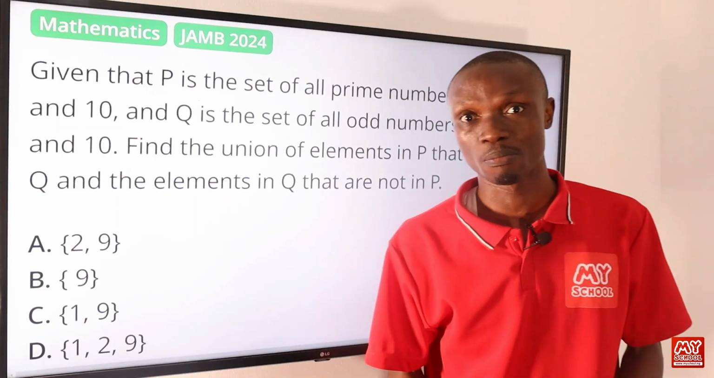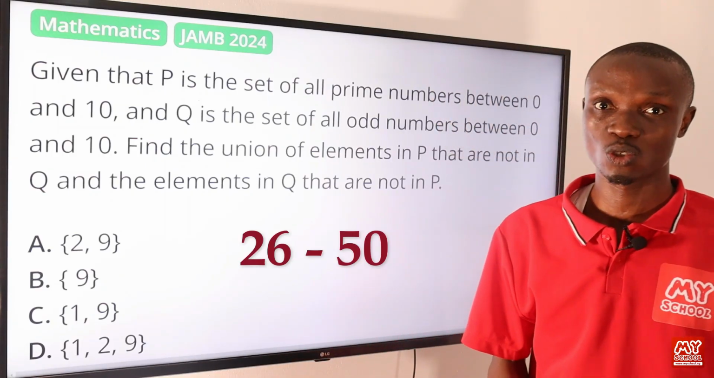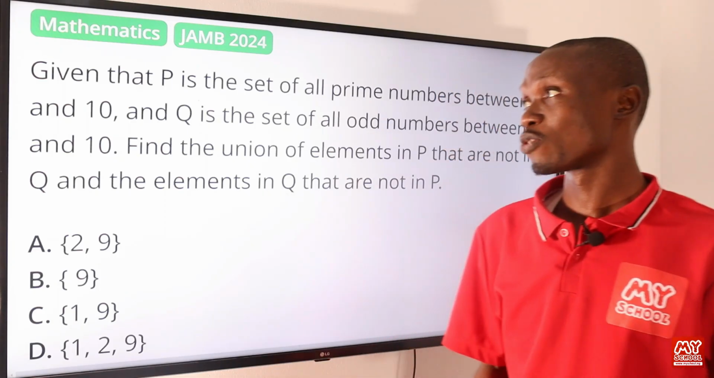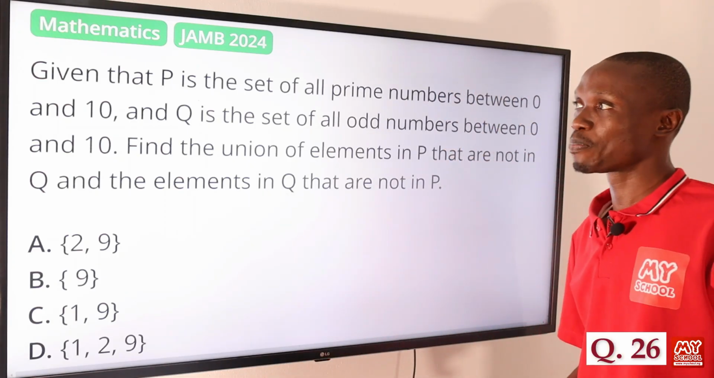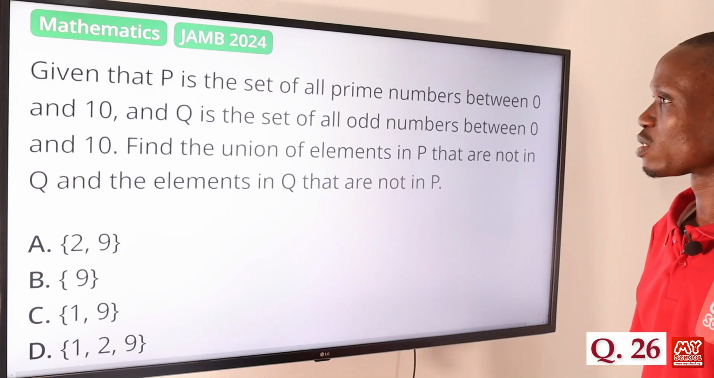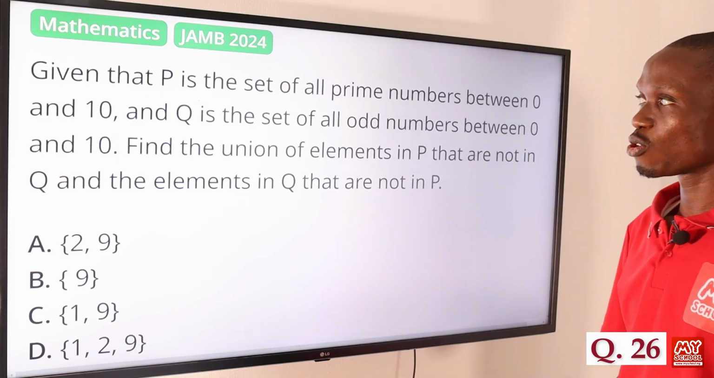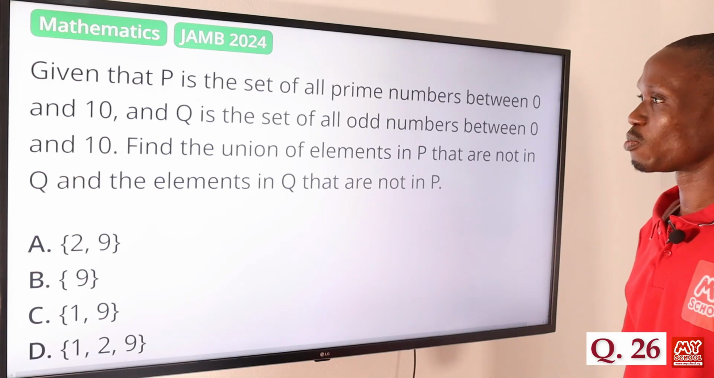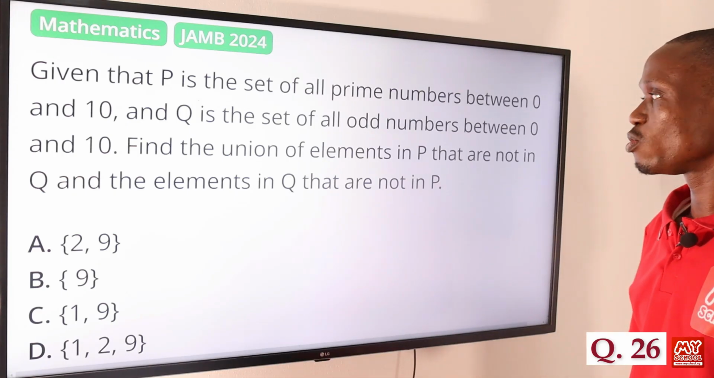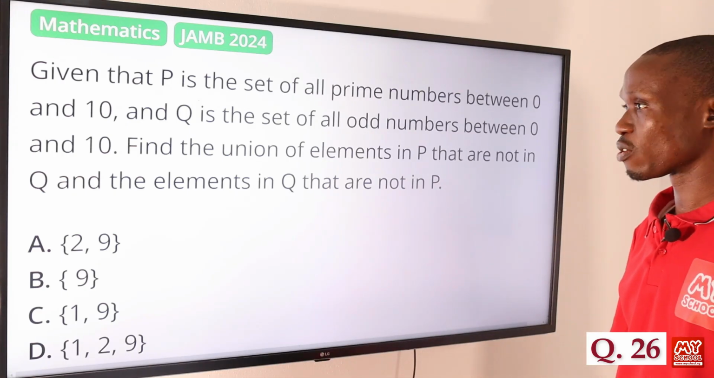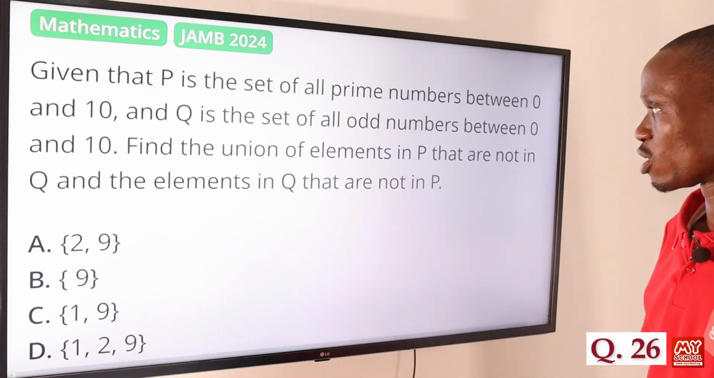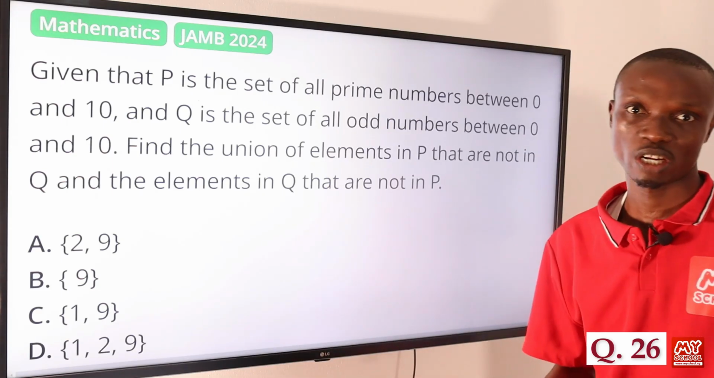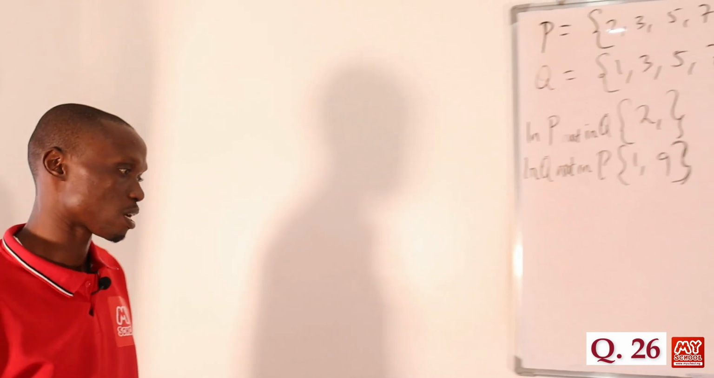In today's video, we shall be solving questions 26 to 50. So let's kick off with question 26. Given that P is the set of all prime numbers between 0 and 10, and Q is the set of all odd numbers between 0 and 10, find the union of elements in P that are not in Q and the elements in Q that are not in P. So let's move over to the board to provide the answer.